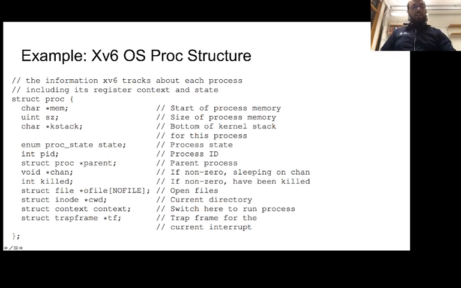This is an example of a structure where you have the structure of the process, a pointer to the memory, the size of the process memory, how large the kernel stack is, the bottom of the kernel stack, the state, the PID, and so on and so forth. So this is one example.